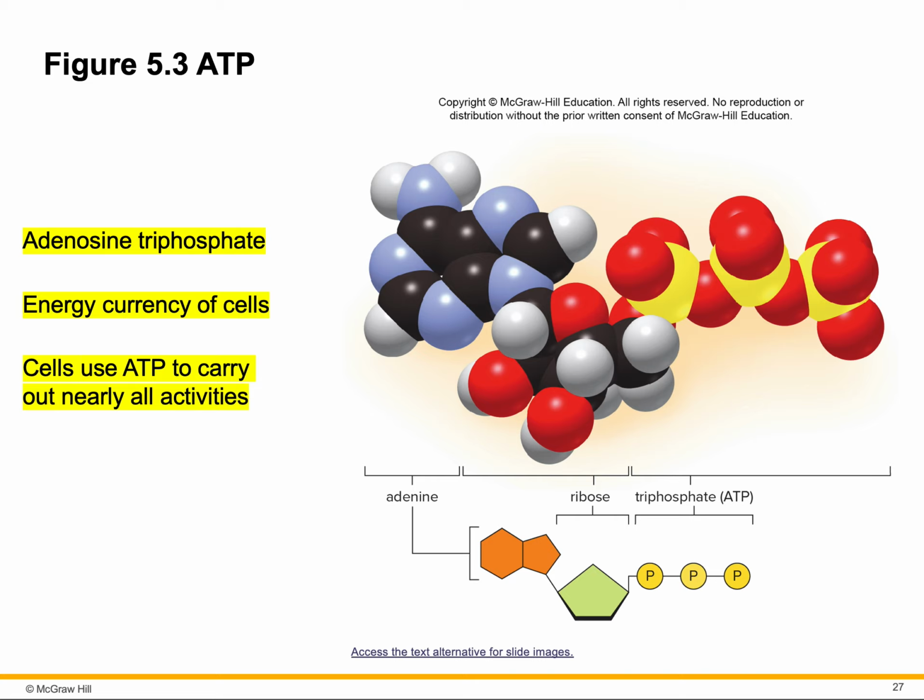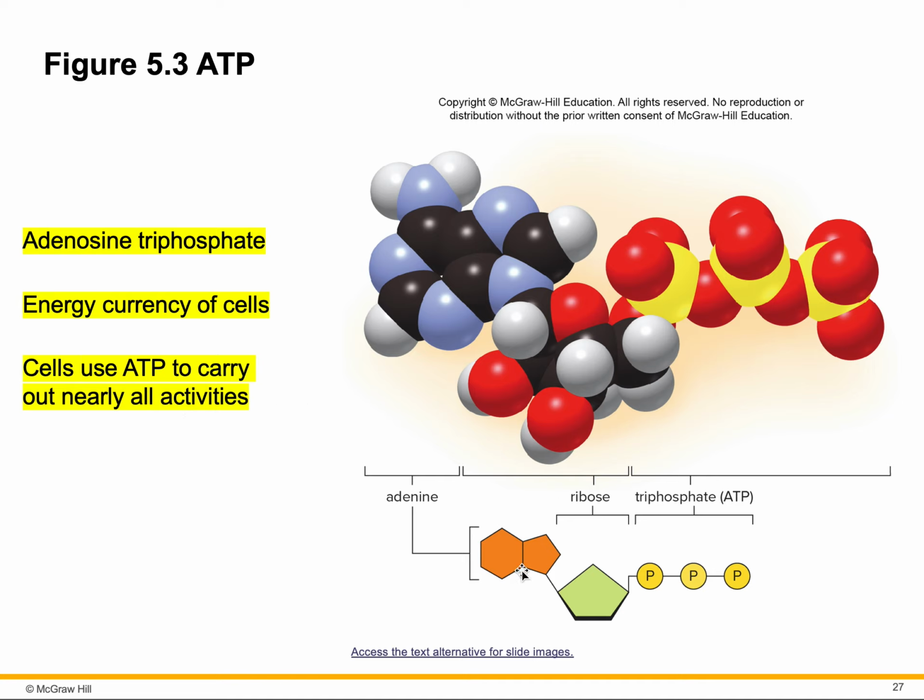When we're talking about chemical energy, we mentioned earlier that we're converting glucose into ATP, but what actually is ATP? ATP is adenosine triphosphate. This is what cells use for energy. Cells cannot just use sugar as energy. It has to convert the sugar into ATP, and then the cell can use it. Cells use ATP to carry out all, or nearly all, of their activities.